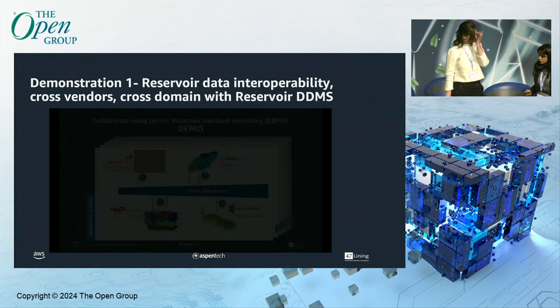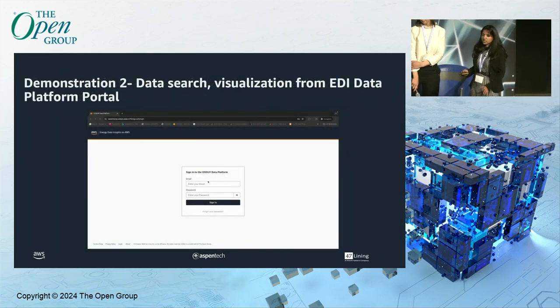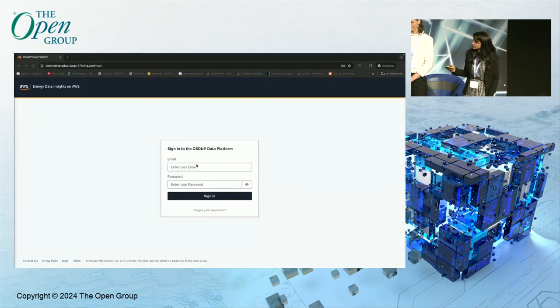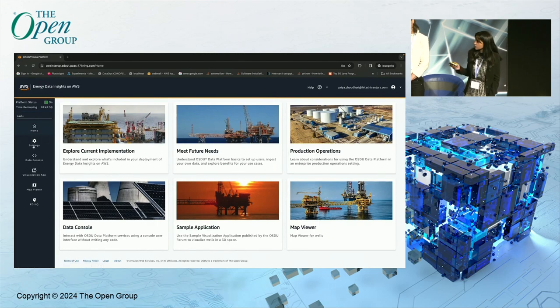So next, once the data is there as part of the OSDU data platform, we can use the EDI data platform portal to visualize the data and search. So this is how our EDI portal looks. So the user can enter the user credentials to login, and this is how the portal loads.